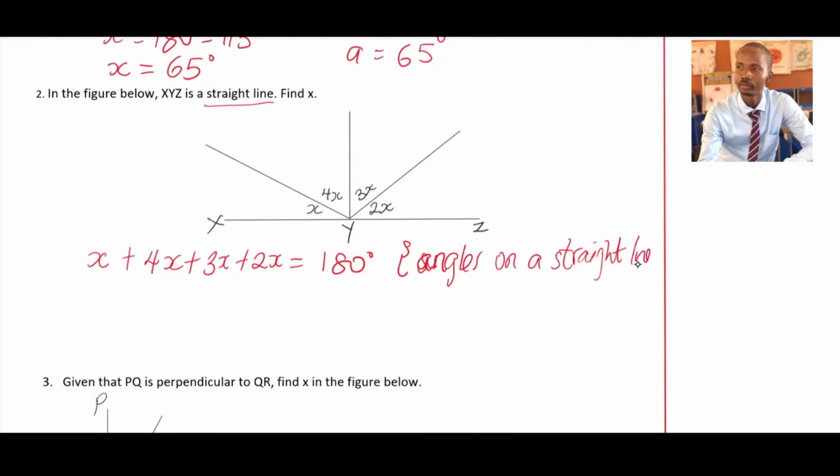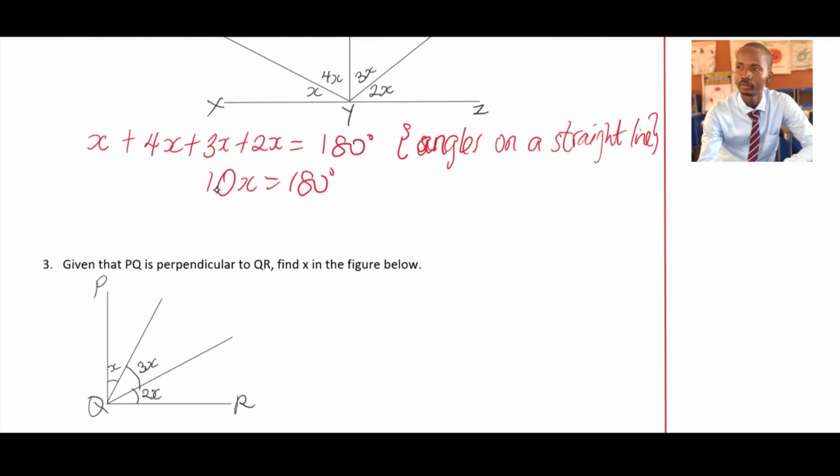On a straight line. Okay, so solving this, x plus 4x is 5x, plus 3x is 8x, plus 2x is 10x. So 10x equals 180 degrees. Dividing both sides by 10, x is equal to 180 degrees divided by 10, which is 18 degrees. Therefore, we know that x is equal to 18 degrees.